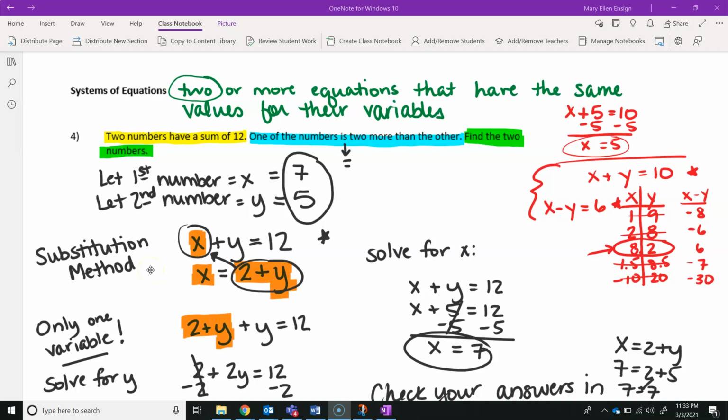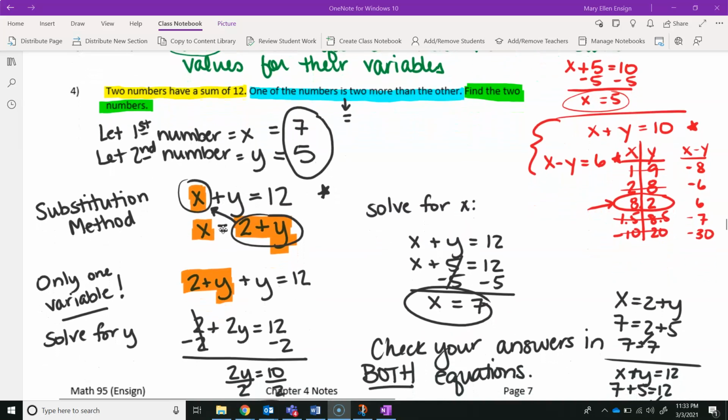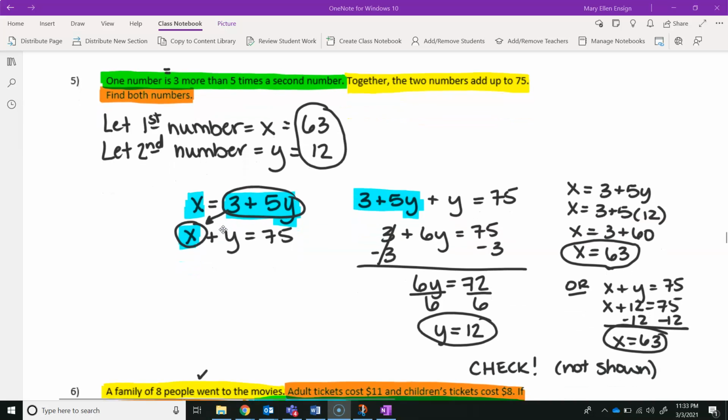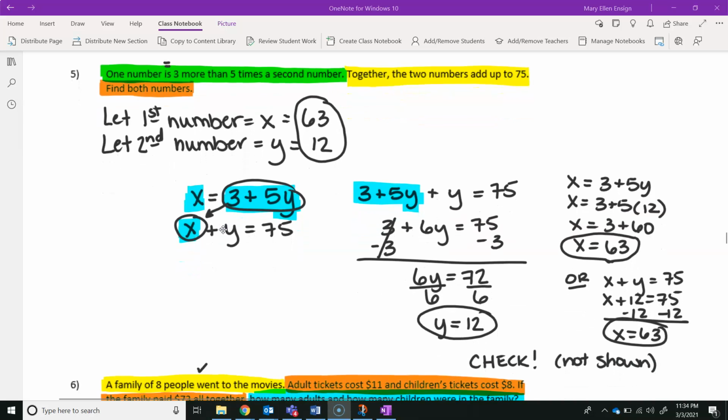Okay, so in the last video, we were talking about these systems of equations, so solving two or more equations. So we did this first example and the second example, where we're just going from numbers to our equations and then solving them.